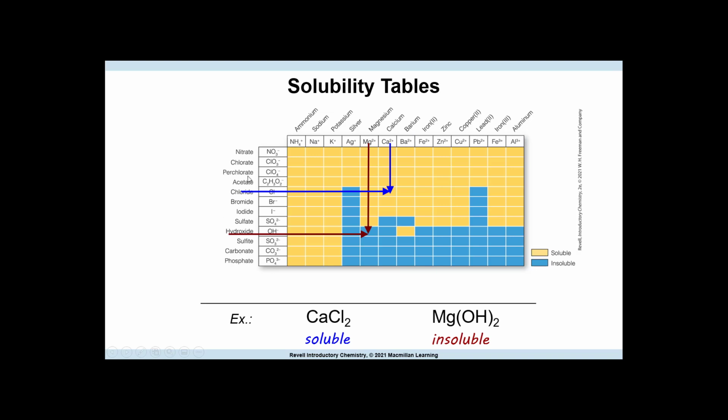So here we have calcium chloride. We've got to look for calcium, and these are all cations, so we can start at the top. Here's calcium, and anything related with calcium as a cation, you will see how it's affected. So calcium chloride, we have chloride, and it's yellow, so this is soluble. Now we have magnesium hydroxide. Here's magnesium, and we find hydroxide right here, and it's blue, so it's insoluble. I'm going to tell you right now, I've never seen a class being given this, even though they exist. So this is the first time I've seen it.